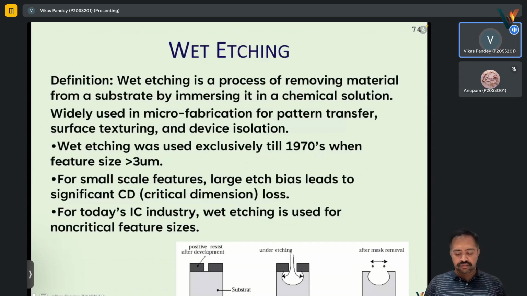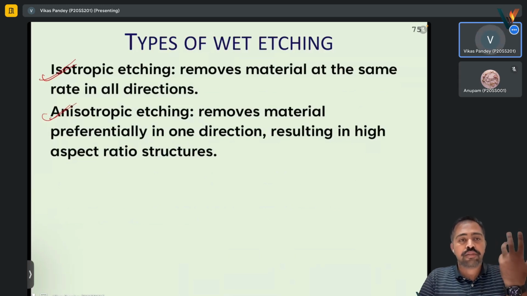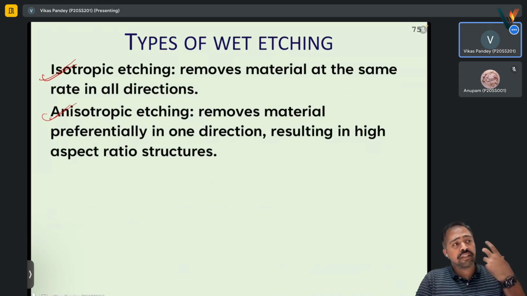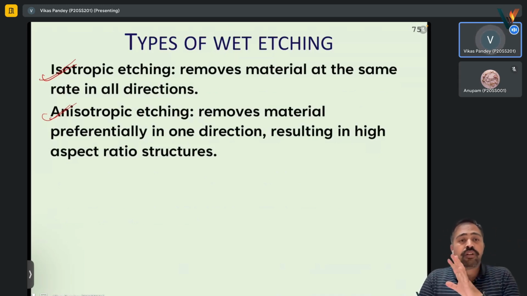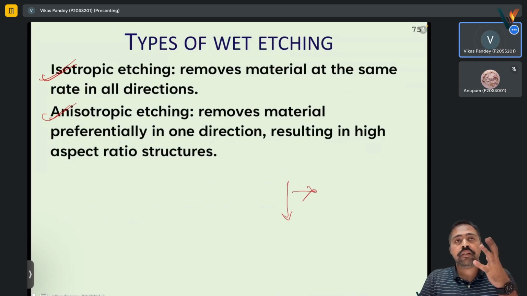We have seen that two important things are isotropic and anisotropic etching. Isotropic is where material is removed uniformly in all the directions, and this is something we don't want. We want anisotropic. That means material is removed in one direction. One direction is preferred compared to other directions. That means either it will be etching out in the vertical direction or in the horizontal direction or at some angle. That results in high aspect ratio structures, and this is what we want.